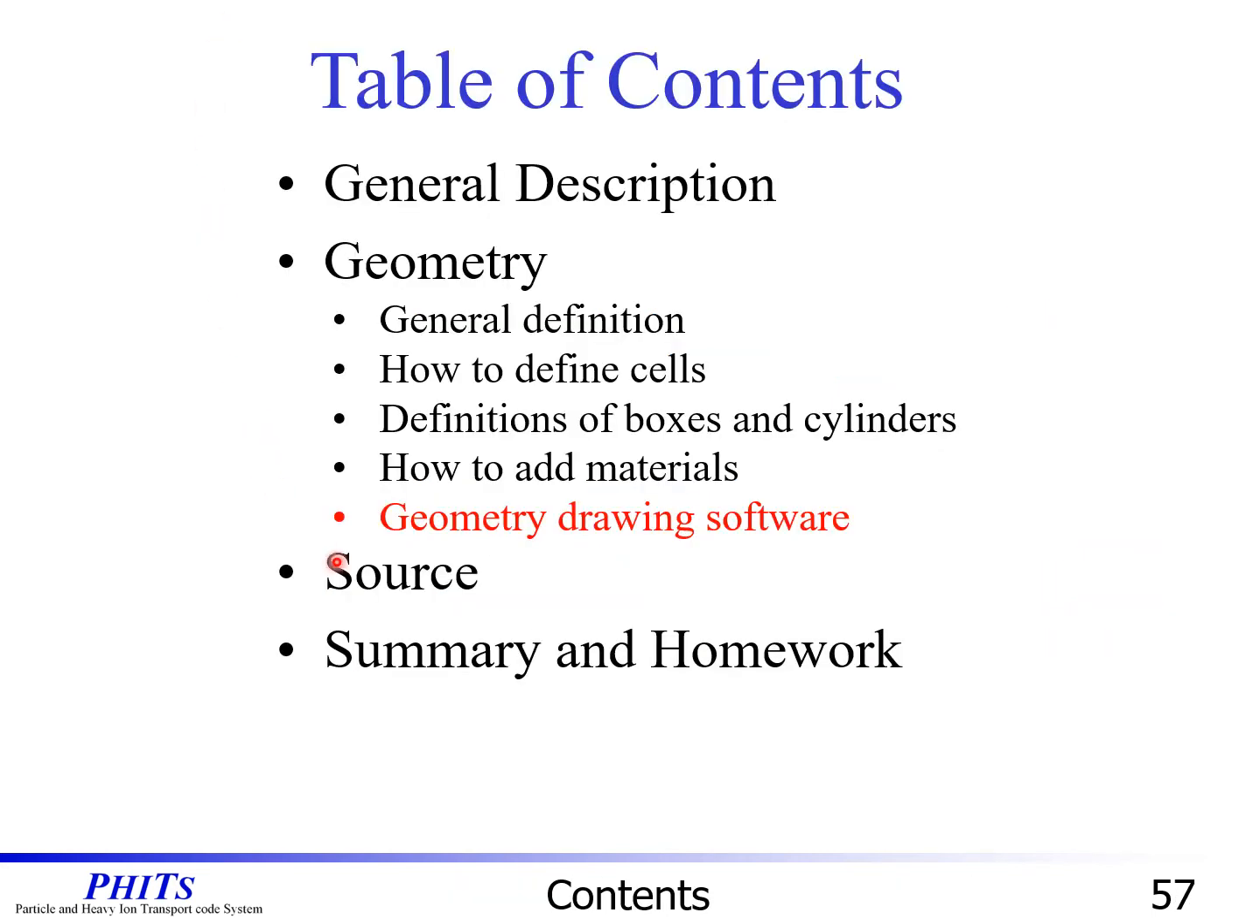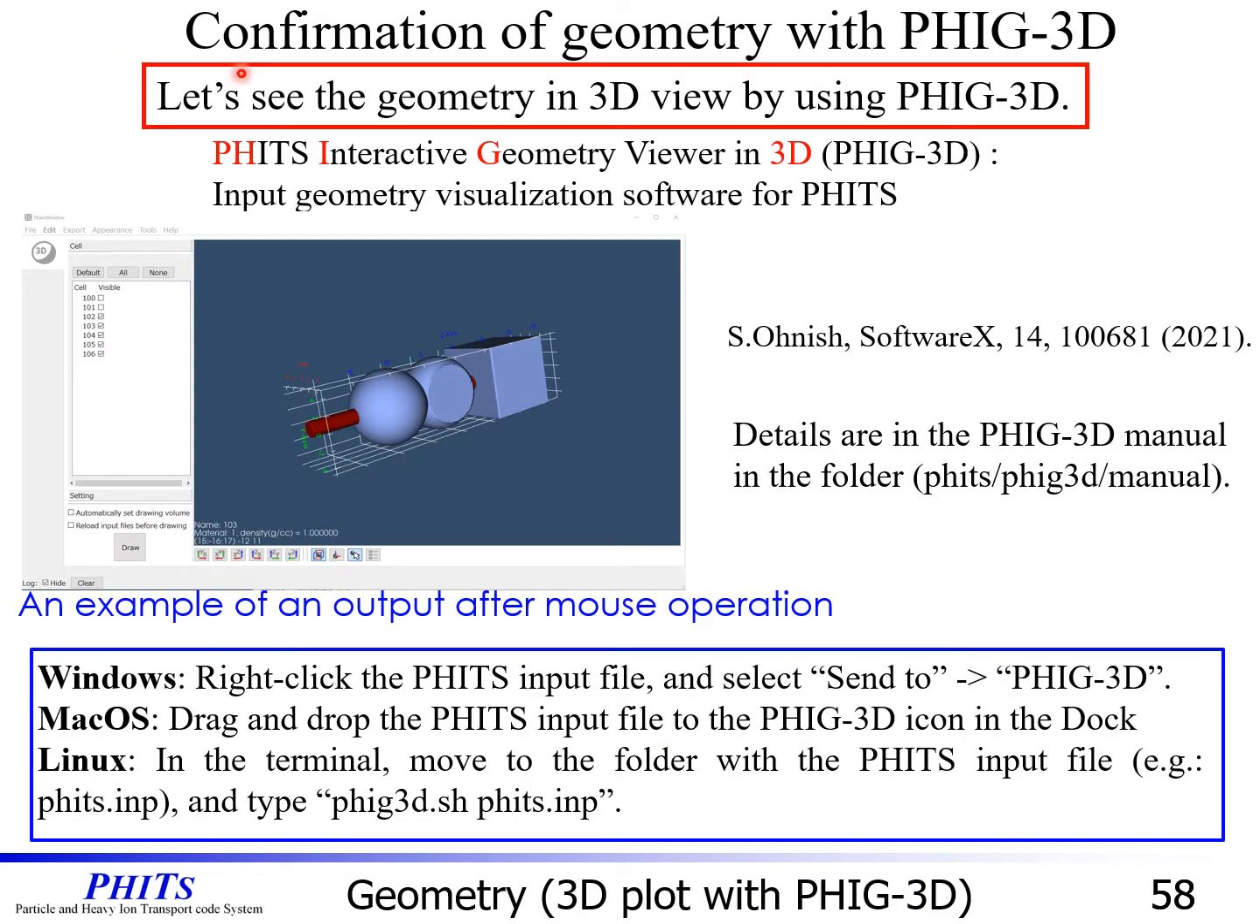Next is shown geometry drawing software. This slide shows about confirmation of geometry with Fig 3D. Here, Fig 3D is PHITS Interactive Geometry Viewer in 3D, which is an input geometry visualization software for PHITS. Let's see the geometry by using Fig 3D. For Windows, we can right-click the PHITS input file and select Send to and Fig 3D. For Mac OS, we can drag and drop the PHITS input file to the Fig 3D icon in the dock. For Linux, we can move to the folder with the PHITS input file and type Fig 3D PHITS INP in the terminal.